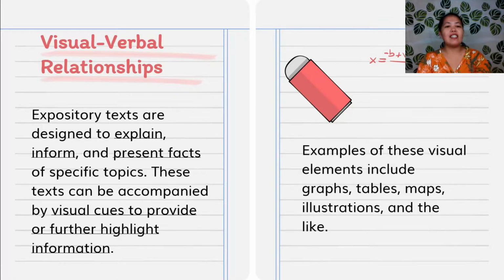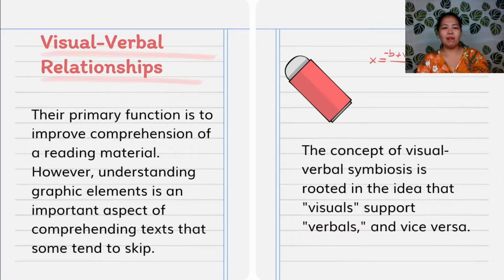Expository texts are designed to explain, inform, and present facts of specific topics. These texts can be accompanied by visual cues to provide or further highlight information. Examples of these visual elements include graphs, tables, maps, illustrations, and the like. Their primary function is to improve comprehension of a reading material.